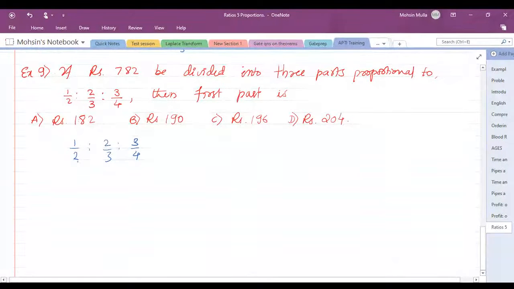So how to make that denominator common? You just have to obtain the LCM of the denominator terms. LCM of 2, 3, 4. It is going to become 2, 3, and then 2. So here that LCM is 12. So the denominator will become 12.